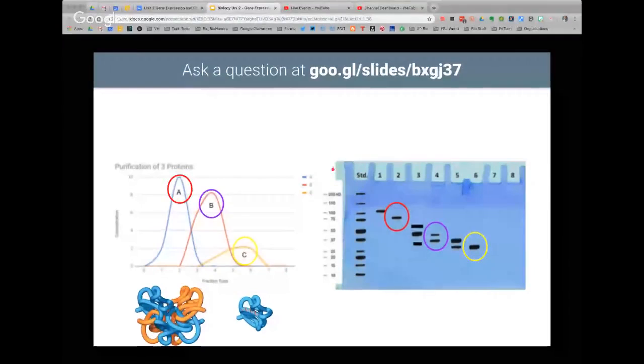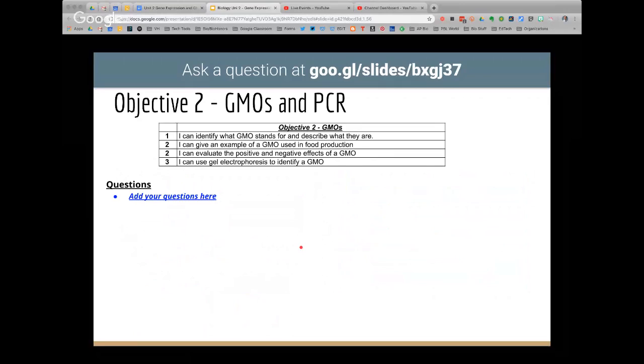All right, let's move on then. So genetically modified organisms. In this objective, can you identify what a GMO stands for? Can you understand not just that it means genetically modified organism, but how do we genetically modify an organism? We kind of already touched on that in objective one.